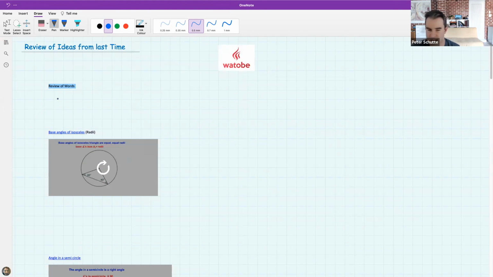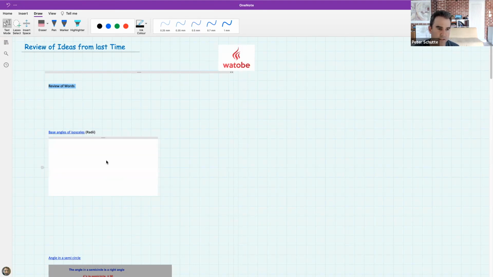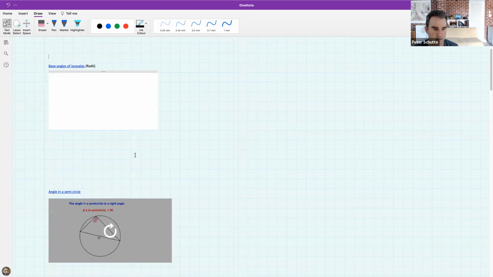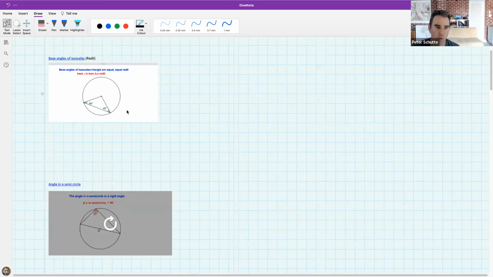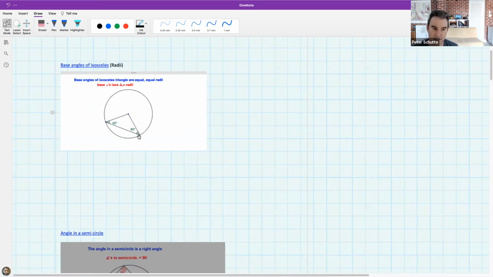Let's do a quick walk down memory lane here. One of the first things we talked about in the series was when we have circles. Let's see if this will start working. Oh, it's misbehaving. There we go. So if you have a circle, you always have things called radii inside circles.